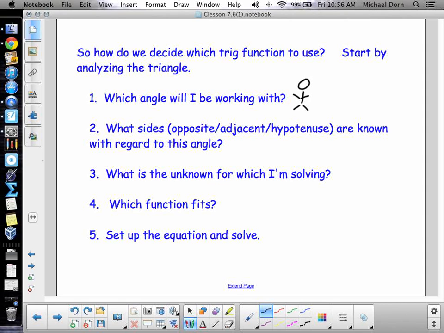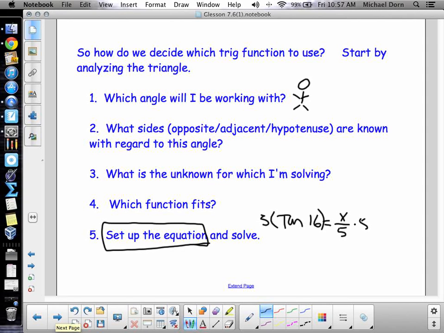Then what sides are known? Once we've identified the sides, which ones do we know? Which one do I want to solve for? Which ratio, which function fits that situation? And then set up the equation itself. Do not try to do these without this very important part. Set up the equation. I always want to see something like tangent of 16 equals x over 5 before you give me a solution. I want to know which function you used, how you set up your ratio, and if tangent was the right one to use in that situation. Even better if you can actually show me how you solved it. That way, if you put something wrong in your calculator, you can still get full credit, or almost full credit, because you've shown your work.